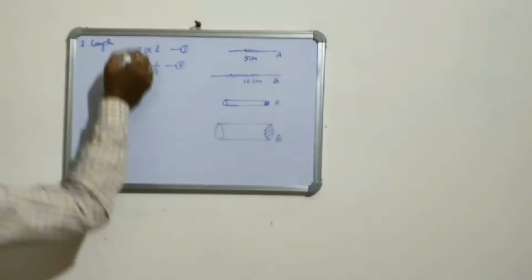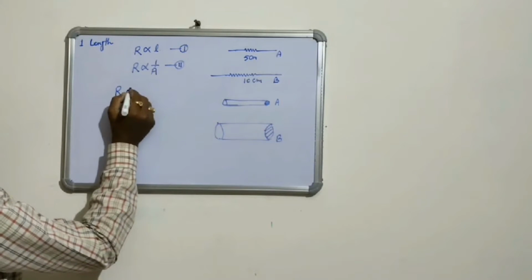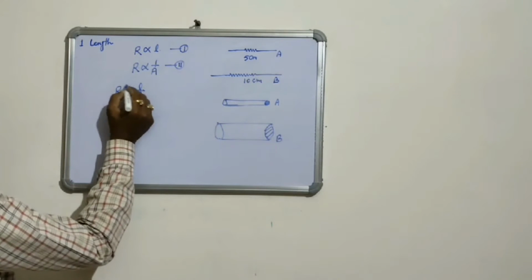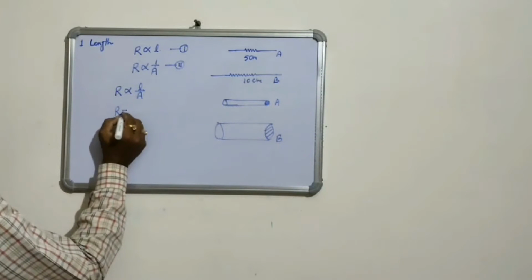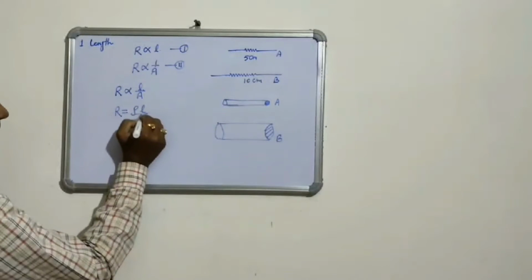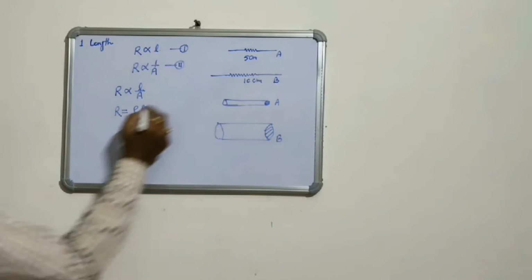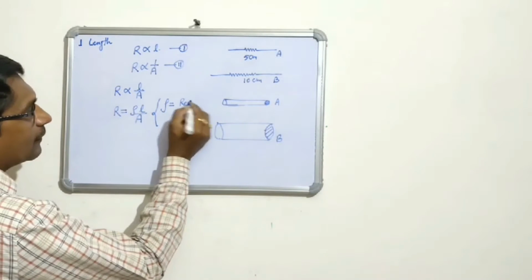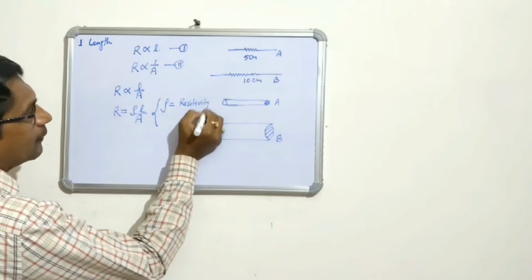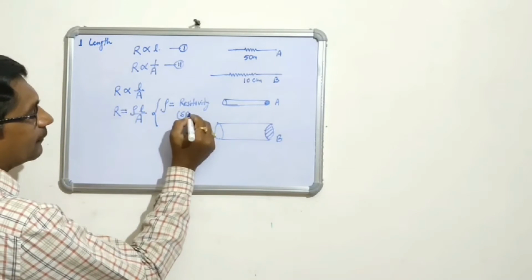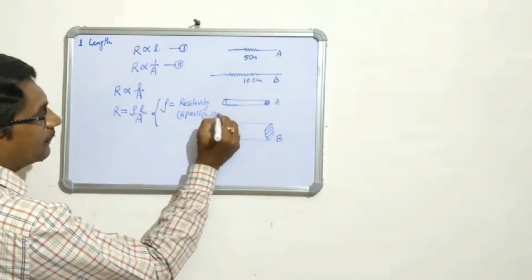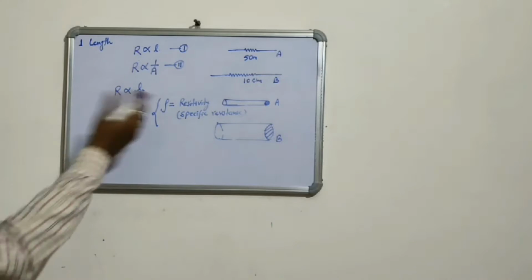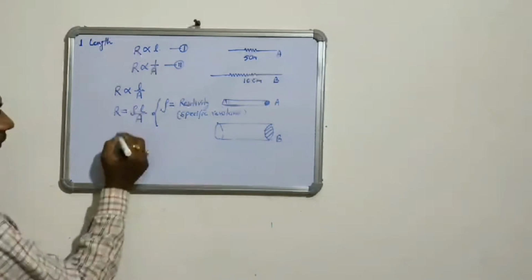Okay. Now combining these two, we get R is proportional to L by A, and we can remove the proportionality sign, so we can write R is equal to rho L by A, where rho is a constant. It is called specific resistance or resistivity. The unit I will explain later.